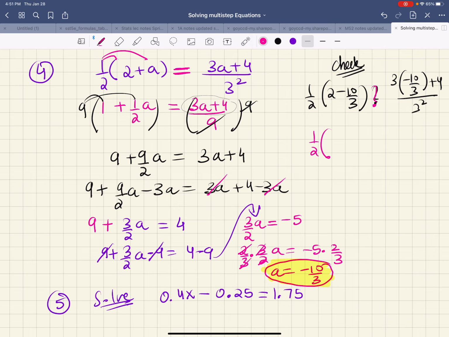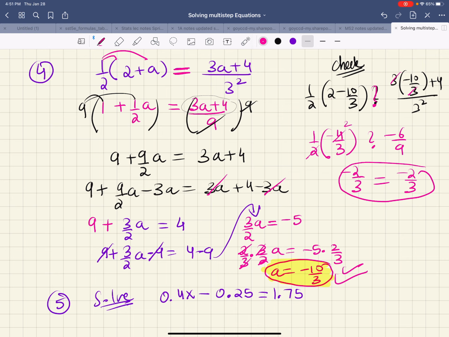That is going to equal 6 minus 10, which is negative 4 thirds. And the right side, I have negative 10 plus 6. Negative 10 plus 4 is negative 6 over 9. So I'm left with negative 2 thirds on the left side and negative 2 thirds on the right side, and they're equal. That means my answer is correct. And I check the box and move on to the next example.